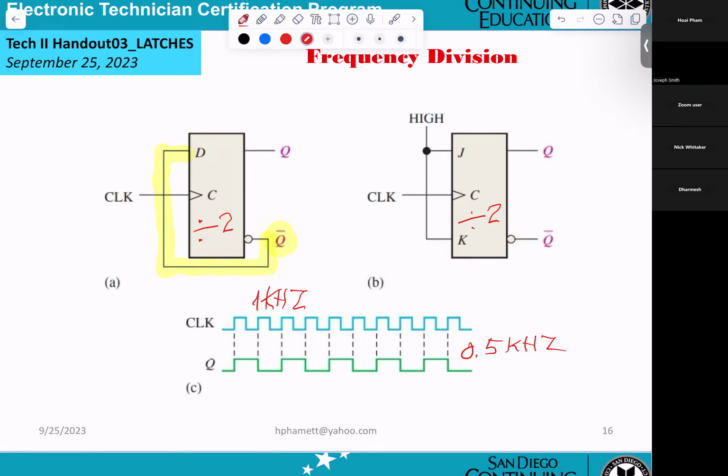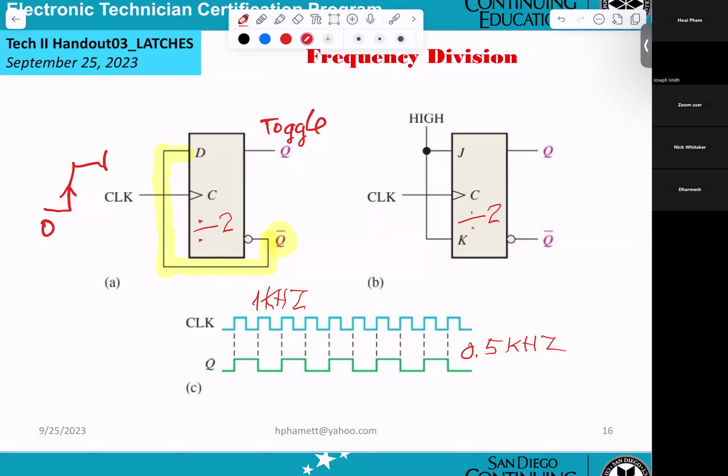So if you get the clock 0 to 1, the output toggles. What does that mean? If you connect not Q back to input D and you apply the clock 0 to 1, the output was 0, now goes 1, or it was 1, now goes 0.